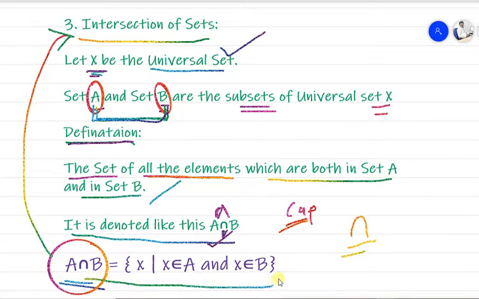The set is in the property form. How you can read this: intersection of two sets is nothing but the set of x such that x belongs to A and x belongs to B. Here it is not or, it is and, which means that x should be in A as well as x should be in B. Such x we have to consider in this set, and that set becomes the intersection of two sets. Getting my point? So we'll see one example on this, so the point will get clear.